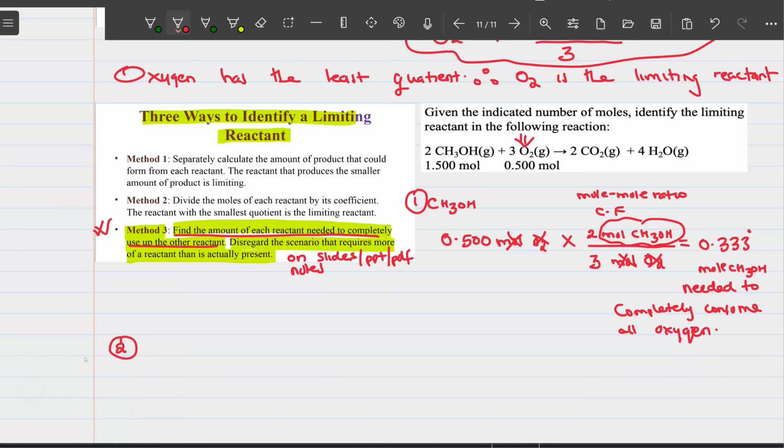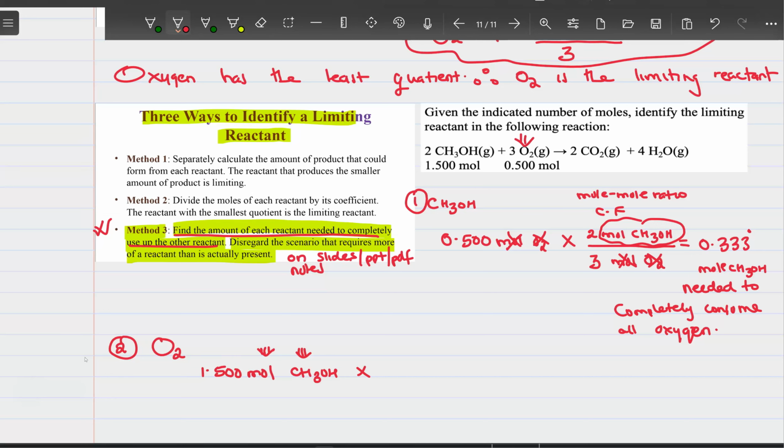Test 2, we are going to test how much oxygen is needed to completely consume 1.5 moles of methanol. So we know that we are given 1.5 moles of methanol, and we are trying to see how much oxygen is needed to completely consume all this methanol, assuming all this methanol, 1.5 moles, is limiting.